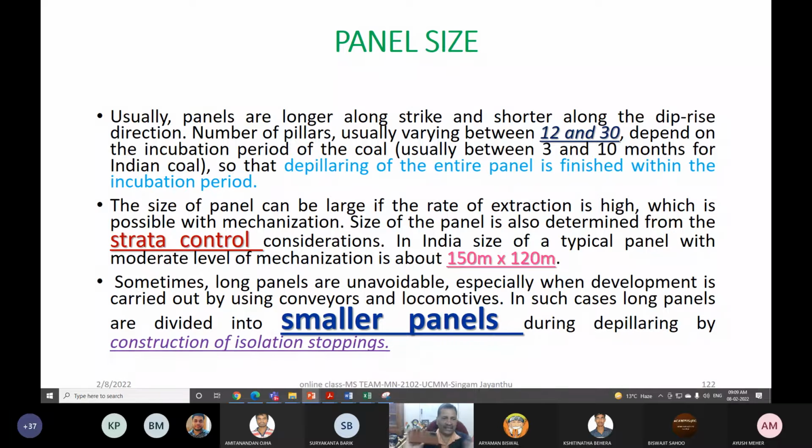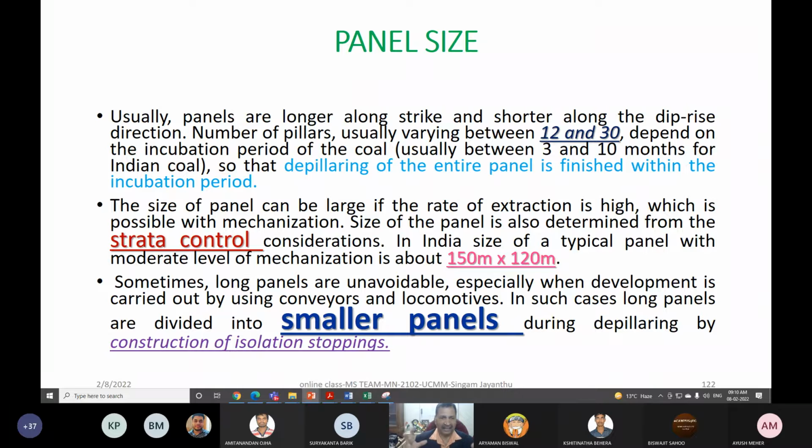Now, size of the panel, you just imagine, very simple. If this is a main roof, so main roof, your panel, suppose this is a panel. This main roof is supposed to come down if it is a caving panel. If this panel size is small, then if it is unable to cave, then there is a problem. Already I told you. And that is the reason why the size of the panel is also supposed to be selected based on strata control, so that all this goaf should get settled, cave, and fill the total goaf.